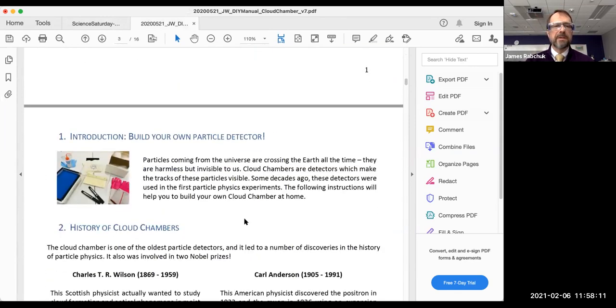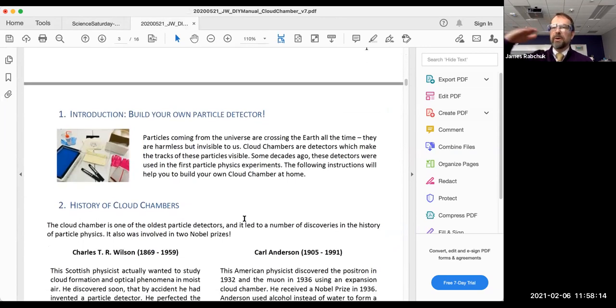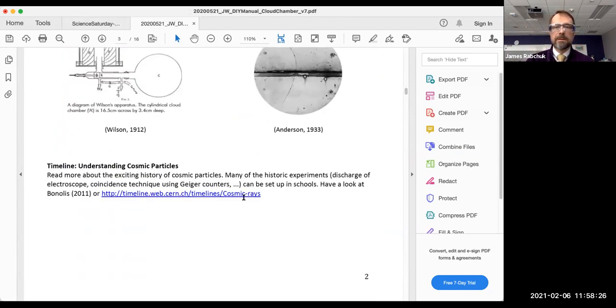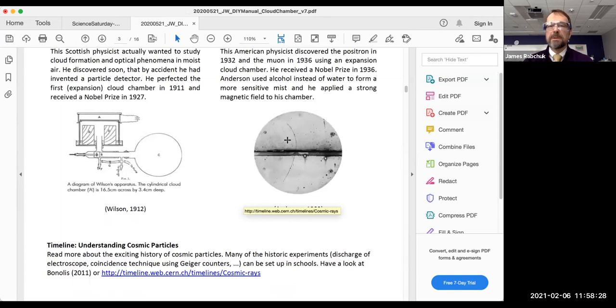There are some directions that are a little bit different. As I mentioned, they put their felt right at the top of the chamber instead of having the felt on the side. I like the design of the felt on the side. There's some background information. Cloud chambers were really the first experimental technique that allowed us to determine that there were particles other than electrons, protons, and neutrons, including the first detection of a positron, which is an anti-electron.